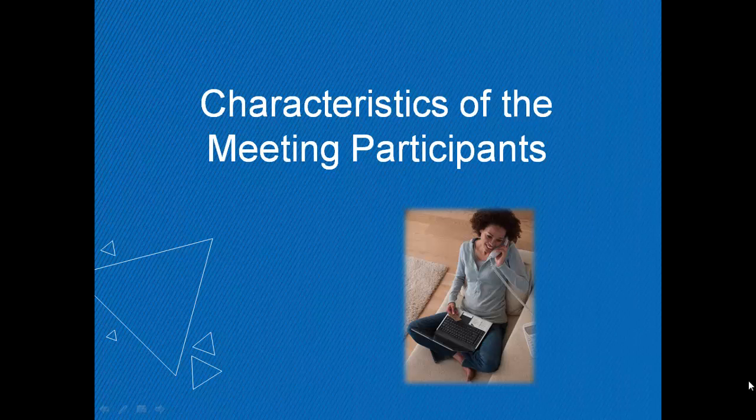In this section, we will talk about the characteristics of the meeting participants. If you have a virtual meeting, you have to cater to the special needs of the people in your meeting, and they are sometimes different than in physical meetings. So let's have a look at 6 characteristics that you have to take into account.